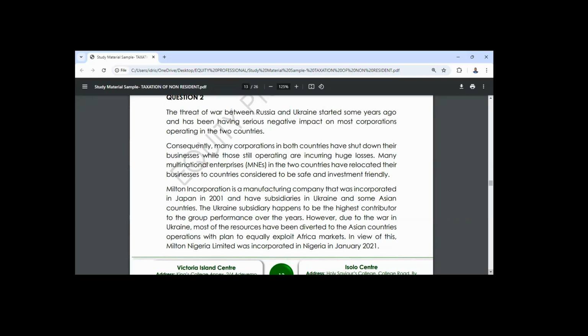Okay, good evening. I'm reading. The war between Russia and Ukraine started some years ago and has been having serious negative impacts on most corporations operating in the two countries. Consequently, many corporations in both countries have shut down their businesses, while those still operating are incurring huge losses. Many multinational enterprises, that's MNEs, in the two countries have relocated their businesses to countries considered to be safe and investment friendly. Milton Corporation is a manufacturing company that was incorporated in Japan in 2001 and has subsidiaries in Ukraine and some Asian countries. The Ukraine subsidiary happens to be the highest contributor to the group performance over the years. However, due to the war in Ukraine, most of the resources have been diverted to the Asian countries' operations, with plans to equally exploit African markets. In view of this, Milton Nigeria Limited was incorporated in Nigeria in January 2021.